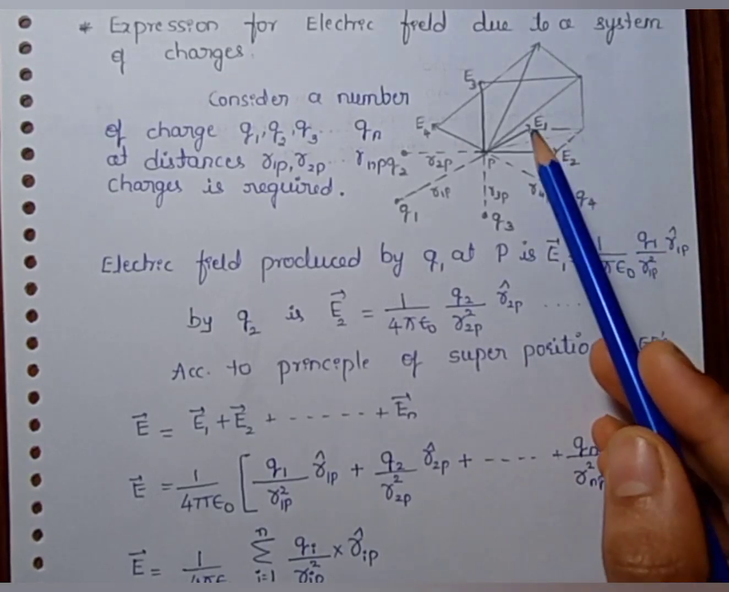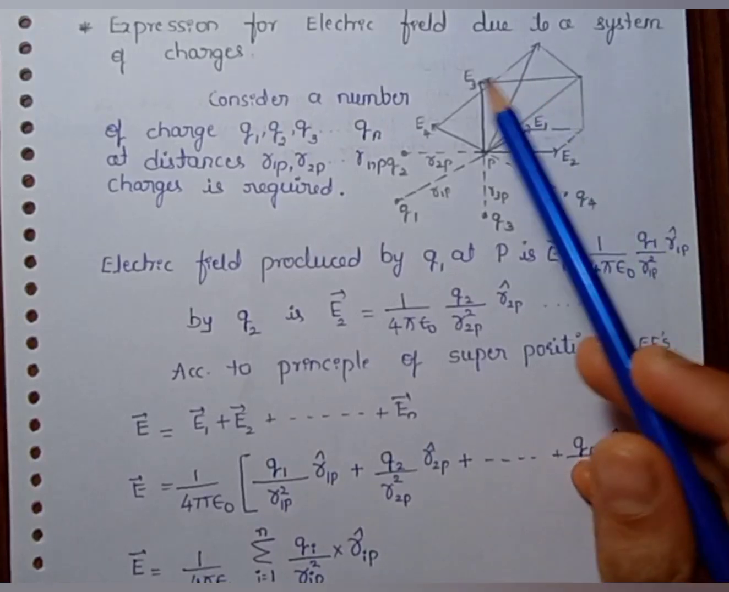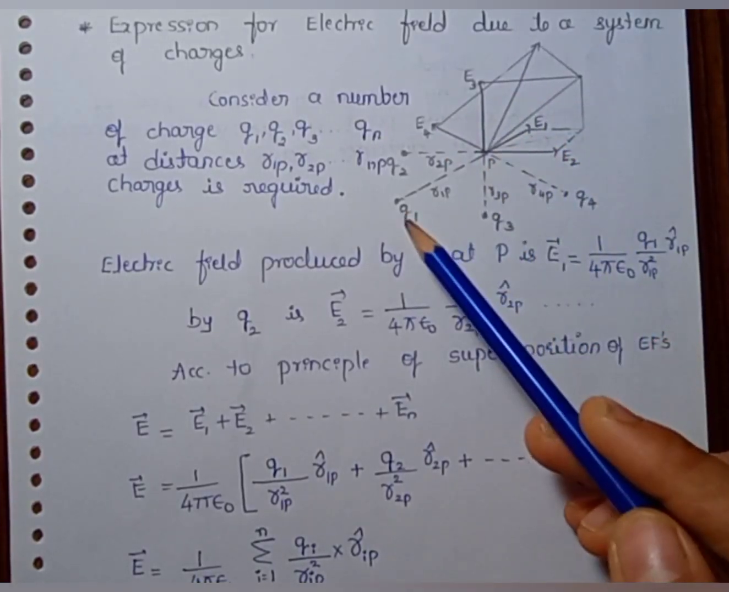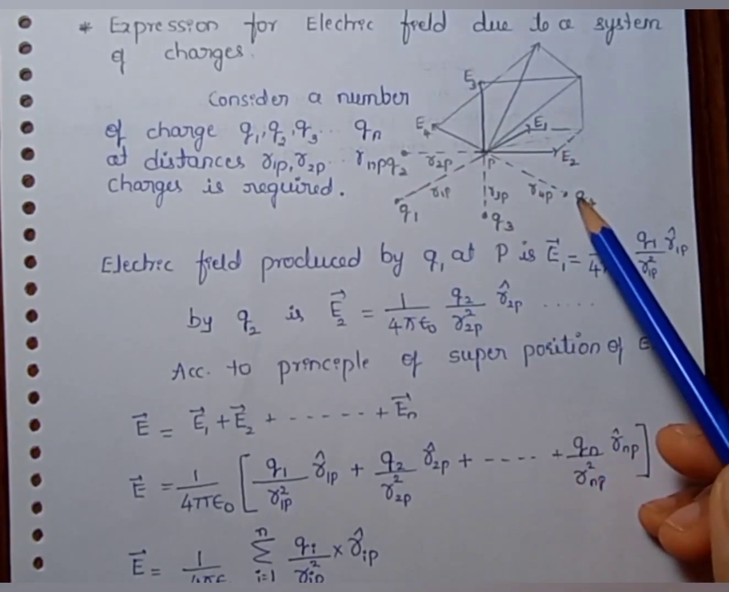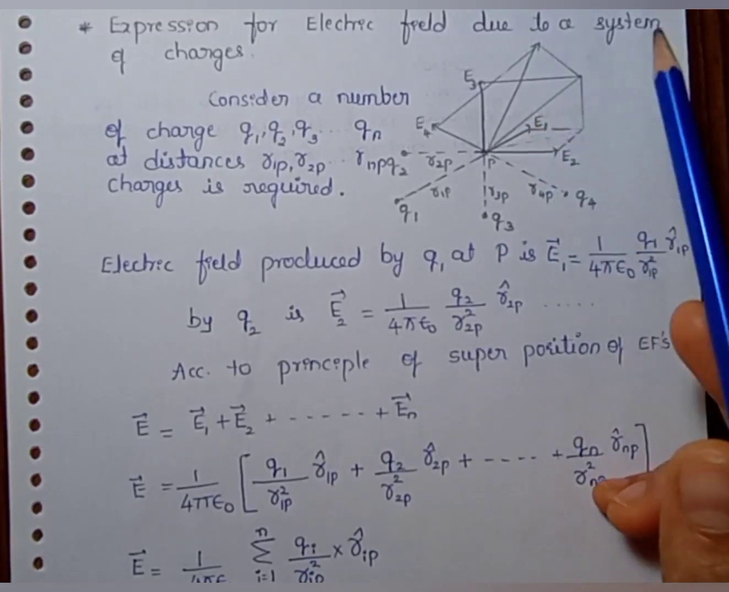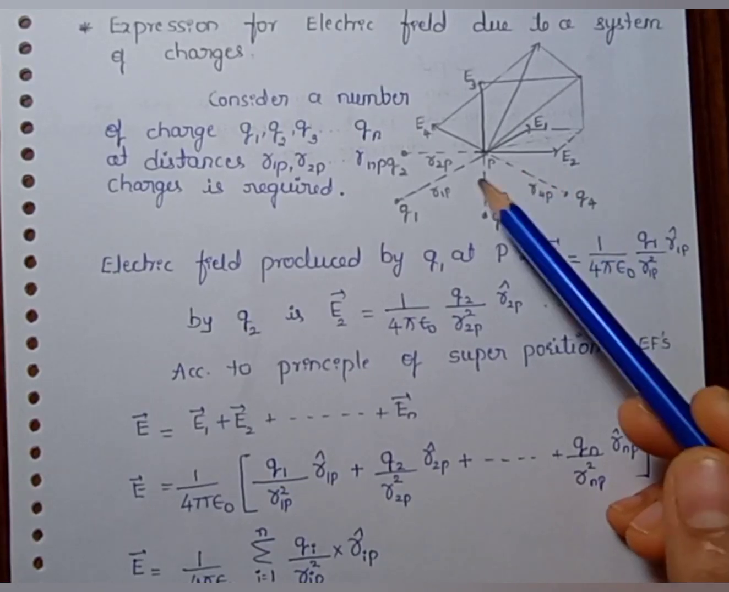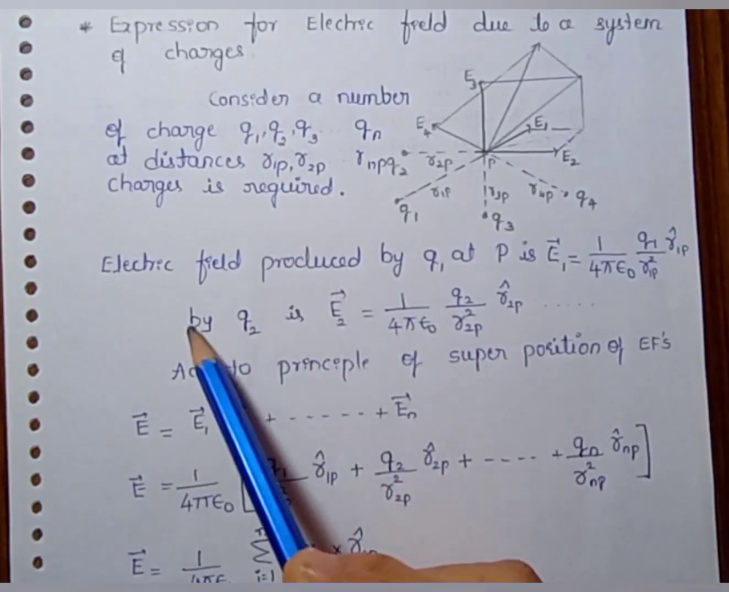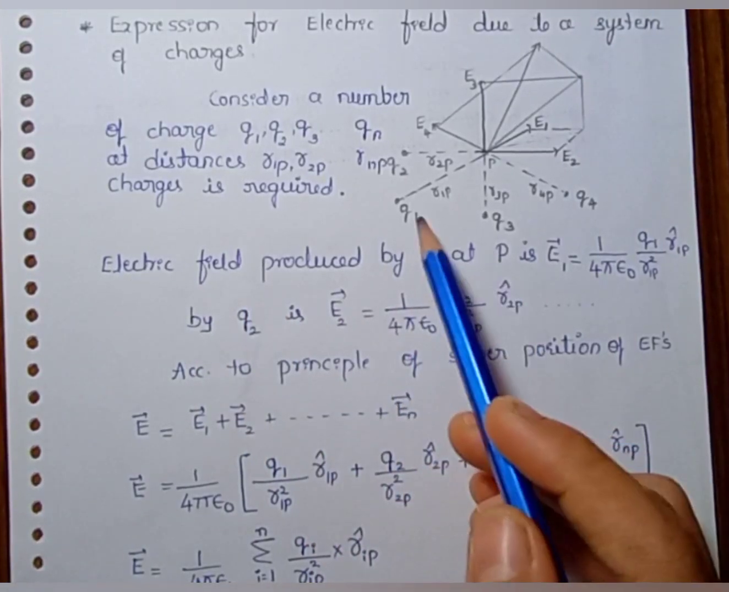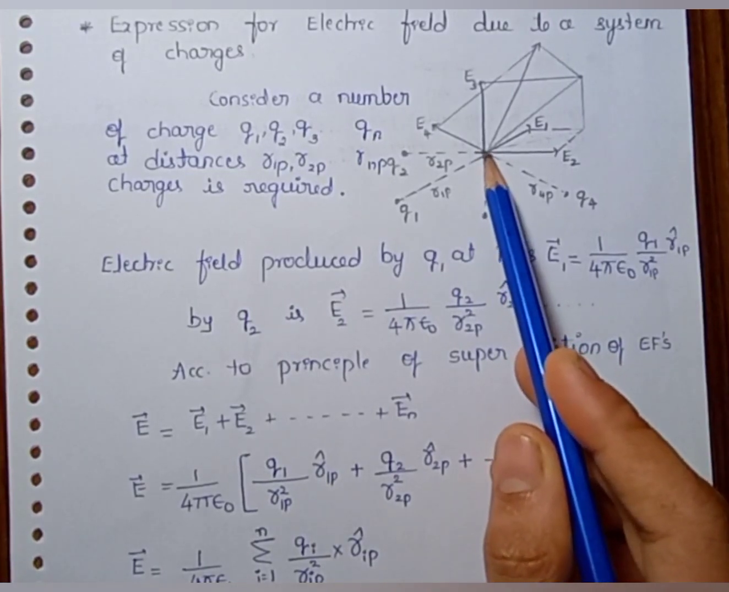Let us consider, see here it is E1, E2, E3, E4, means there are more than one charges. These are charges Q1, Q2, Q3, Q4. For those charges, we can consider electric field as E1, E2, E3 and E4. R1p, R2p, R3p and R4p are the distances. Let us consider what we have to check. Electric field produced by Q1, Q1 means this charge at P. At P means one particular point P.